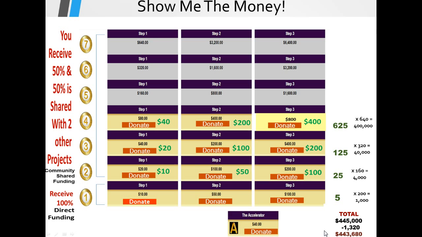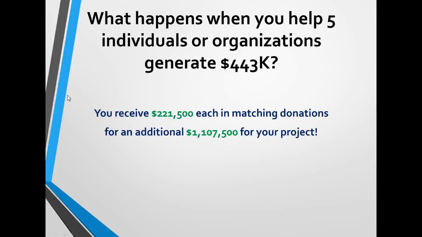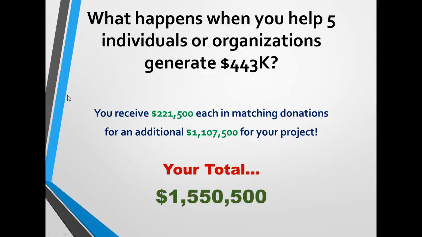Significant amount of donations. So now I ask you a question. Is this all the money? No, it's not, because we did not include this other 50%. You remember that? So now I have another question for you. What happens when you help 5 individuals or organizations generate $443,000? You receive an additional $221,000 each in matching donations for an additional $1.1 million for your project. Your total is over $1.5 million.